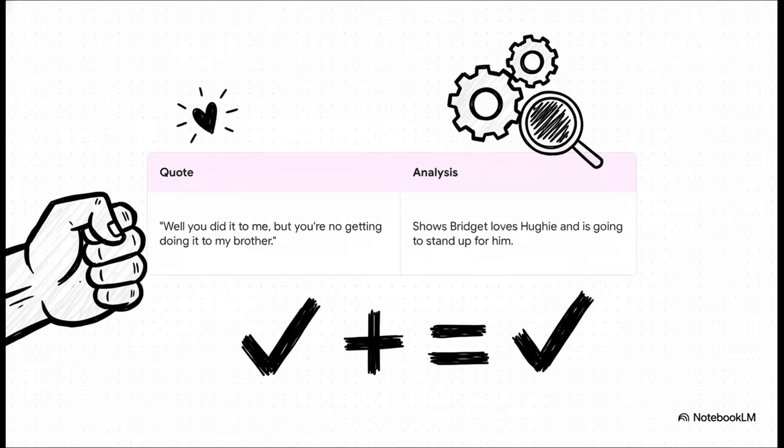Next up, the 2 marks for the extract. We're going to pull that killer quote. "Well, you did it to me, but you're no getting doing it to my brother." Now, the analysis here is absolutely key. We don't just say, this shows she loves her brother. No. We say this line is a massive turning point for Bridget. It shows her finding her voice and the courage to stand up to Rosanella, a really dominant figure in her life, all out of fierce family loyalty. That's the kind of analysis that gets you top marks.